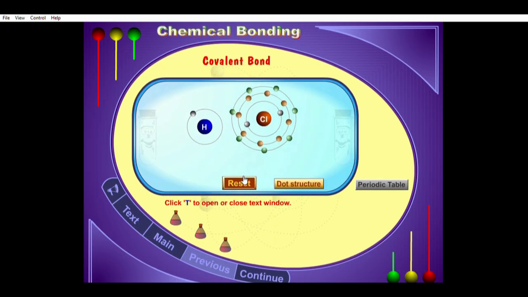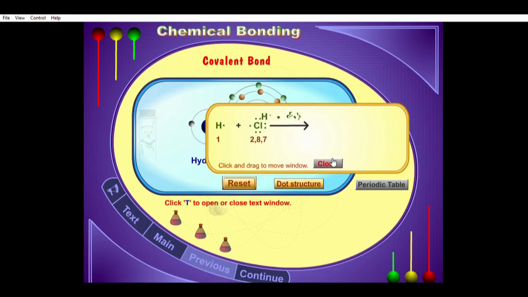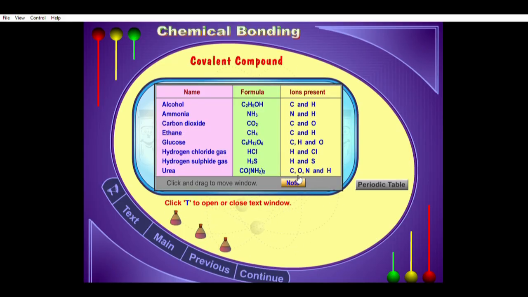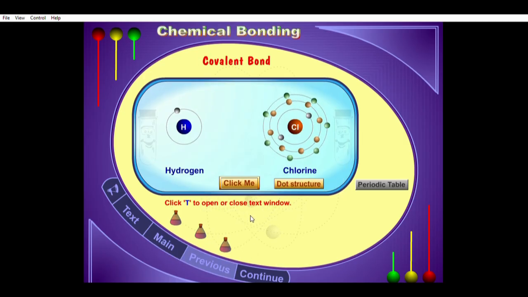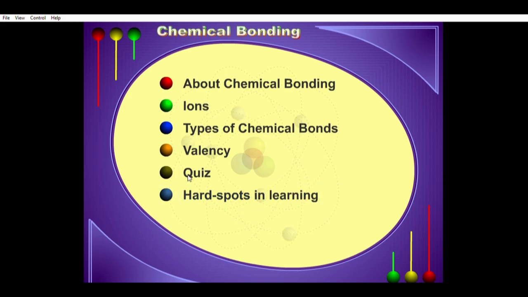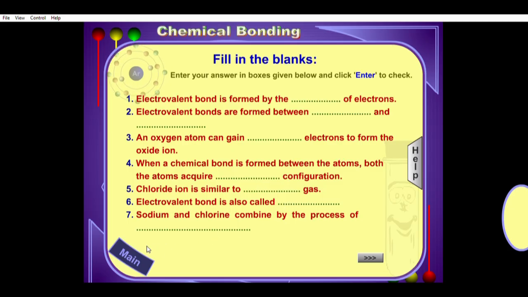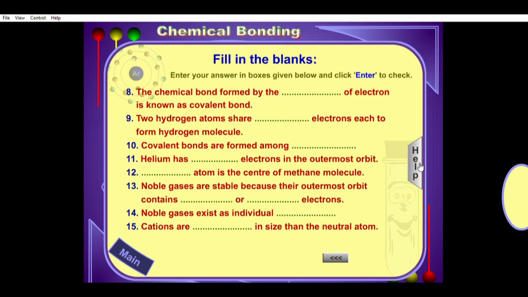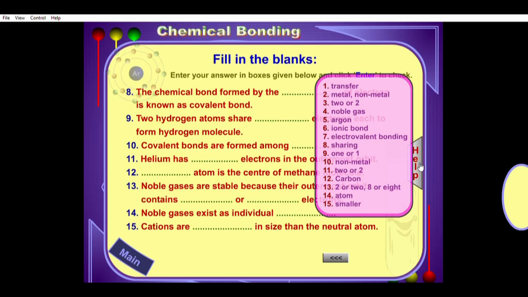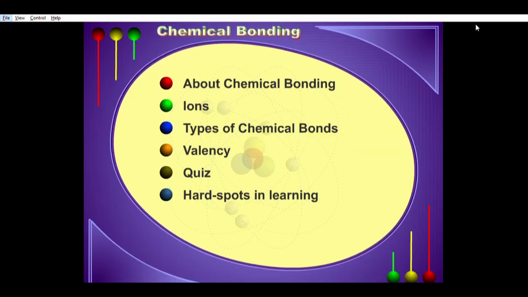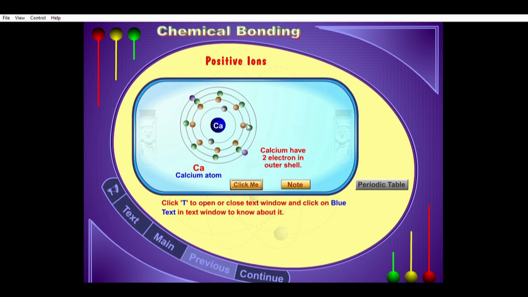Covalent bond. Covalent compounds. Positive ions.